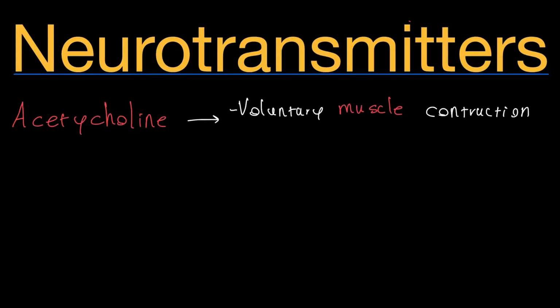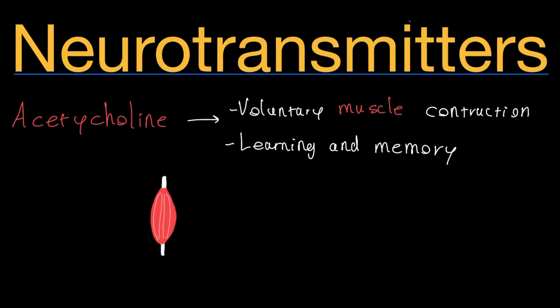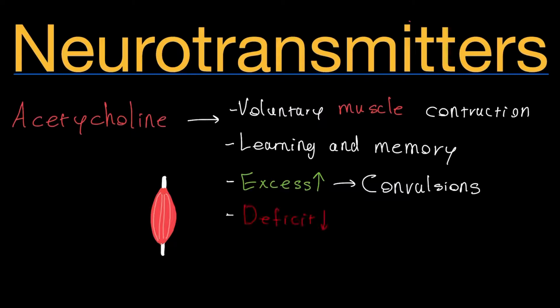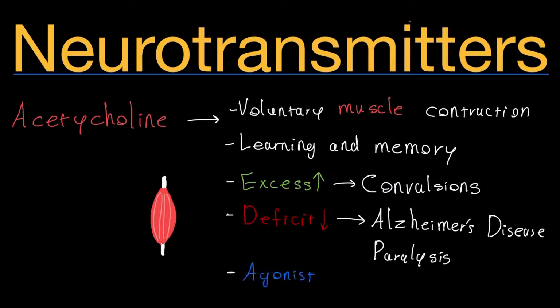Acetylcholine is involved in voluntary muscle contraction. It is also involved in learning and memory. If a person has excess acetylcholine, or too much acetylcholine, then that's going to cause convulsions. And if they have a deficit of acetylcholine, or if they do not have enough of it, then that leads to Alzheimer's disease and also paralysis.